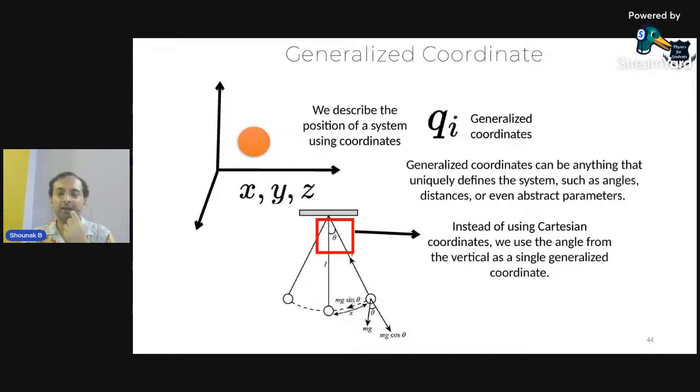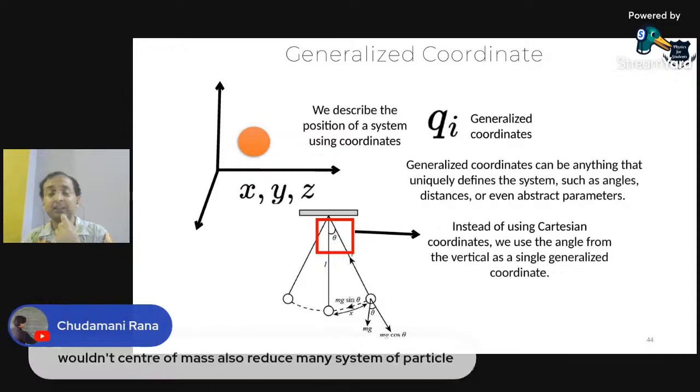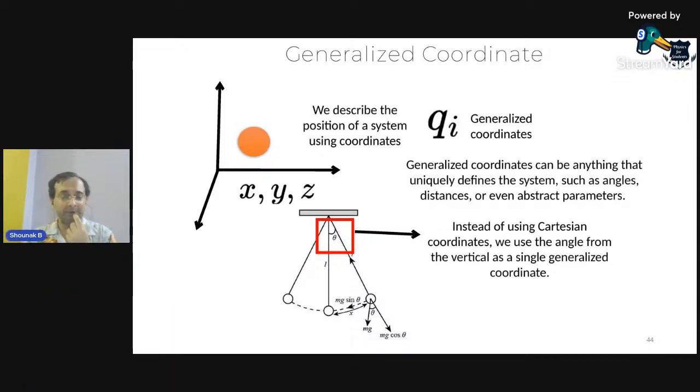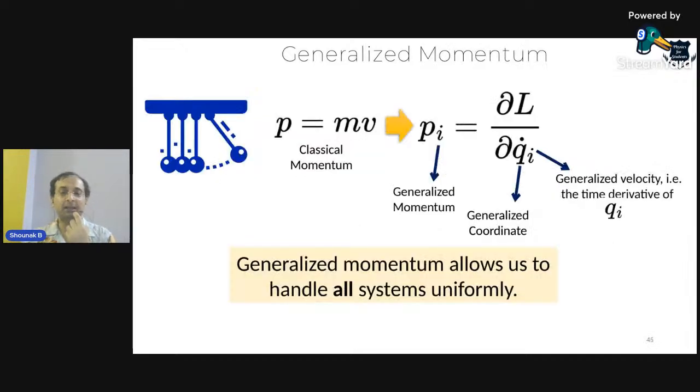Okay. Wouldn't center of mass also reduce it? Yes, yes, Chudamani, right. Center of mass would also reduce it in a many-particle system, though it would become further complex. You are right, I can show that equation, but right at this moment, as I'm going with this agenda, you are very right that it would reduce. Okay, what is next?